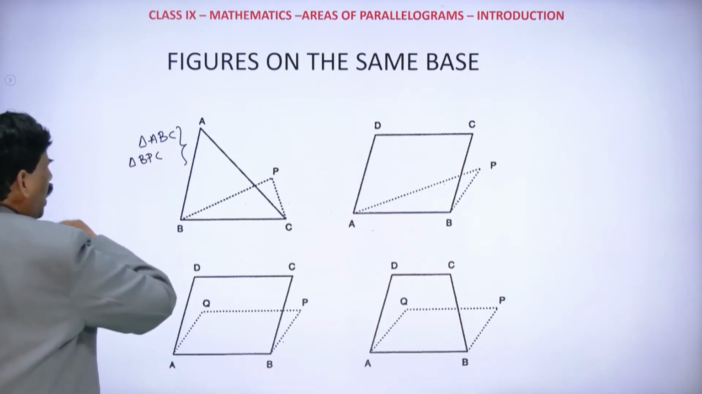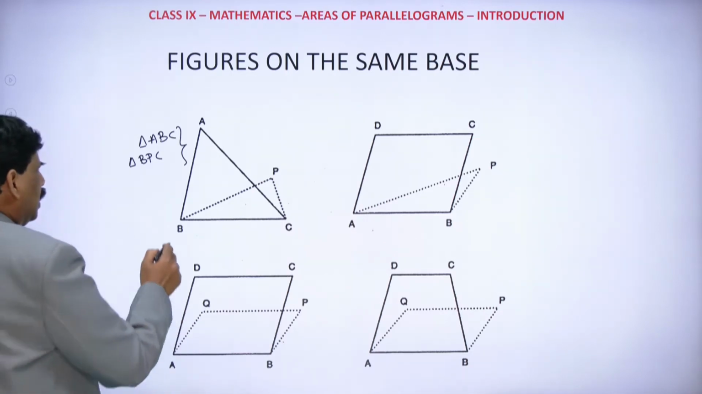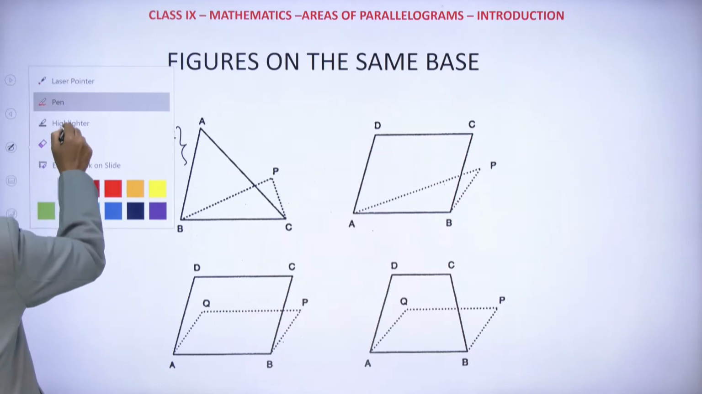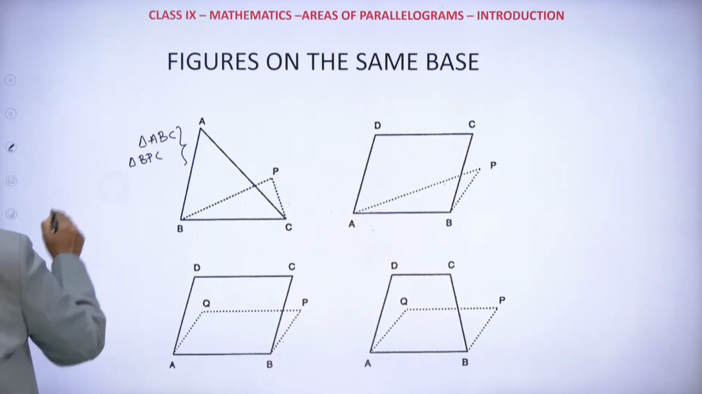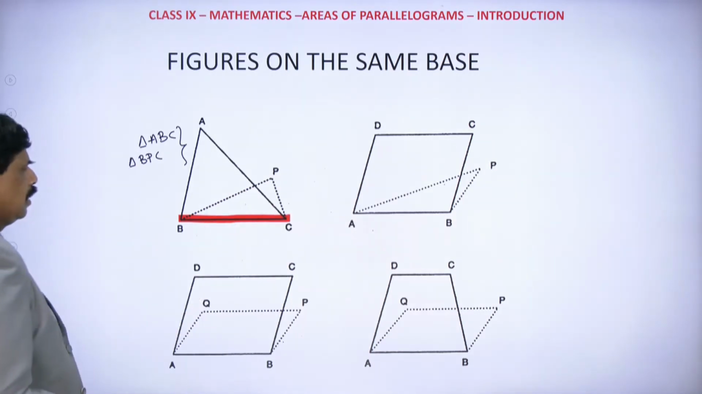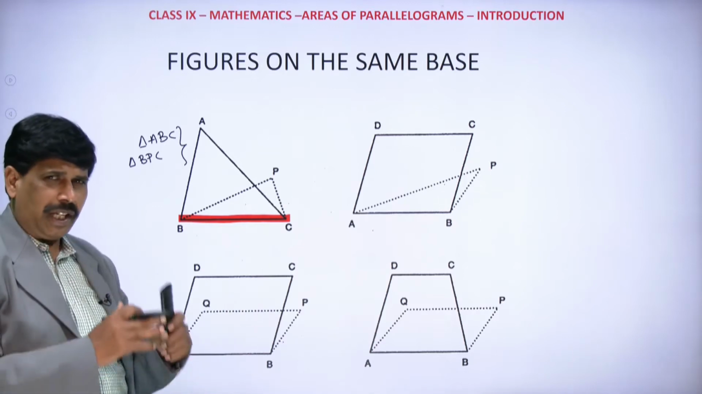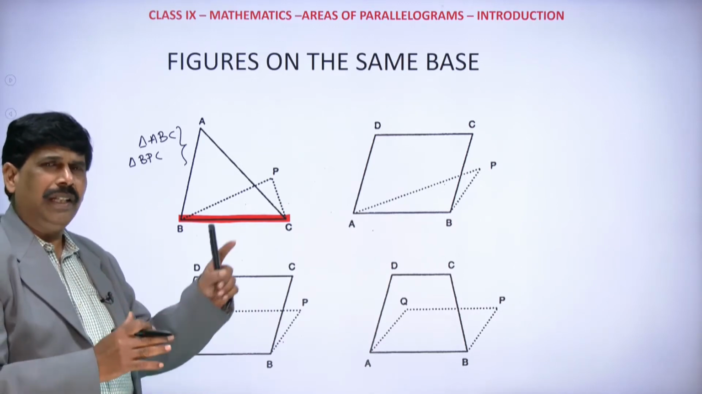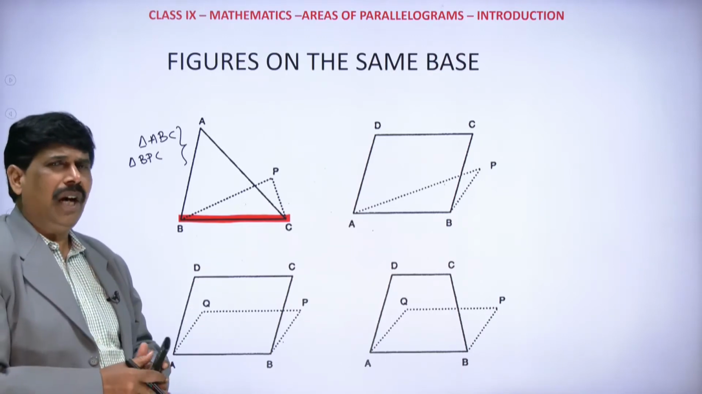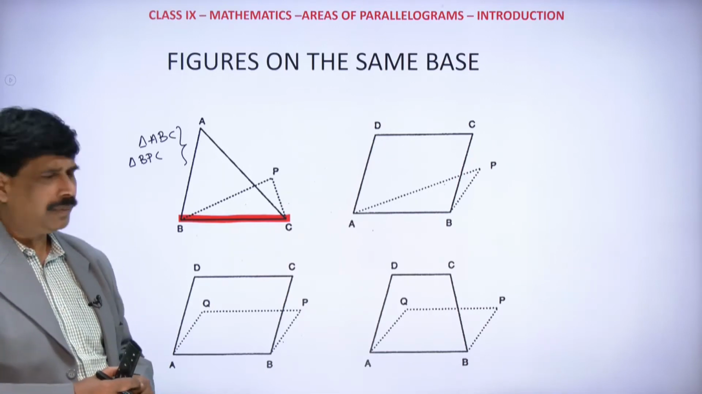Now these two triangles, what is your observation? Both of them are on the same base here. You see here, what is the base? This is the base. Clear? So triangle ABC and triangle BPC, both the triangles are on the same base. Now we are trying to learn how the figures will be if they are on the same base.